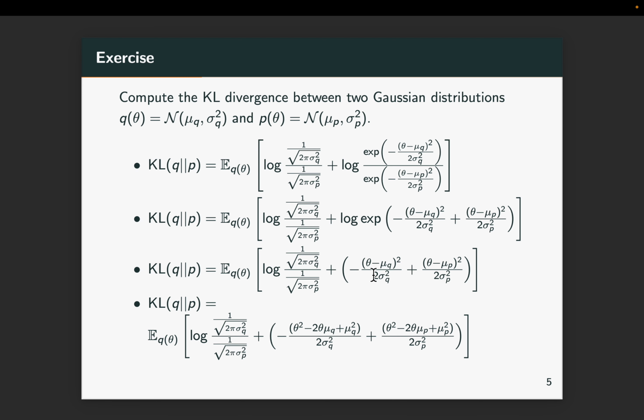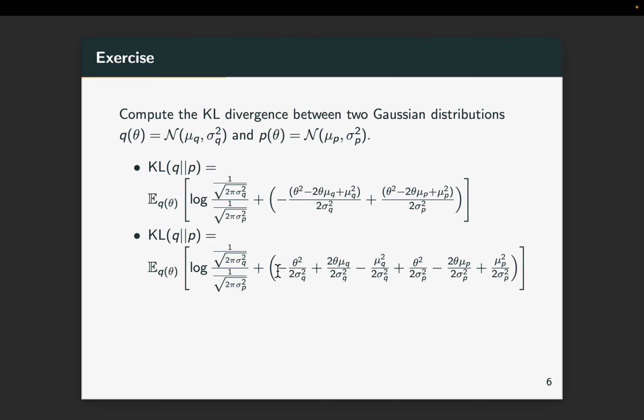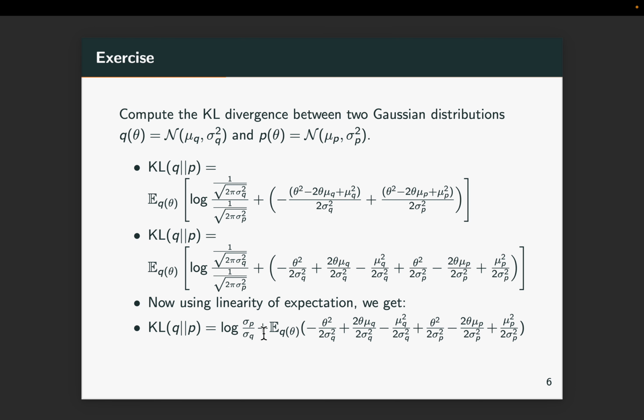And I'm expanding this out. So you get theta square minus 2 theta mu q plus mu q square whole square, plus similarly I've expanded out the square here. And then I've just written down all of these terms. So term 1, 2, 3, 4, 5, 6, 7 terms, and I'll calculate the expectations over these. So firstly, we can just simplify this term, and we can write this as log of sigma p over sigma q. Can everyone see this? Log of sigma p over sigma q, the first term, and then using the linearity of expectation, this is expectation over q of theta of this entire term.